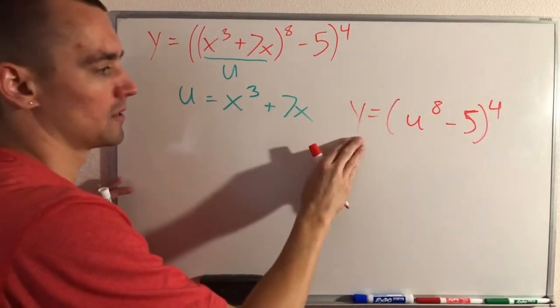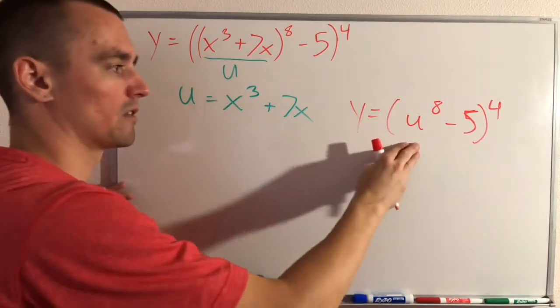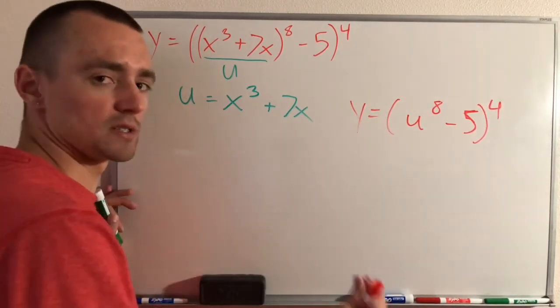So now this is our second layer. Now you want to think about what your innermost function is at this point.